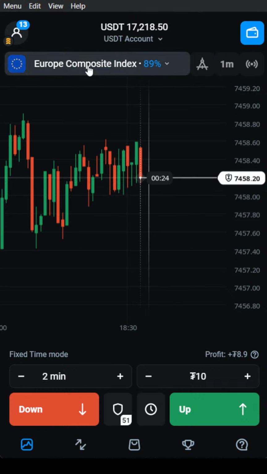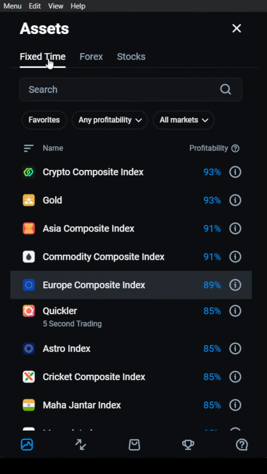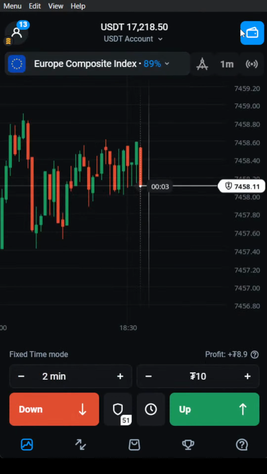Then we have our asset. When you click on the asset, a list opens up which has fixed time, forex, and stocks. Now we can try whatever we want. We can try fixed time, we can try forex, whatever we are comfortable with. I personally prefer fixed time trading because, as per my schedule, this is something that suits me. So I will be trading on fixed time.